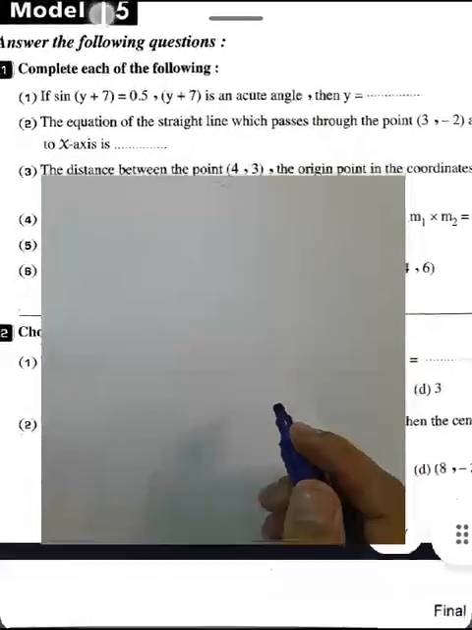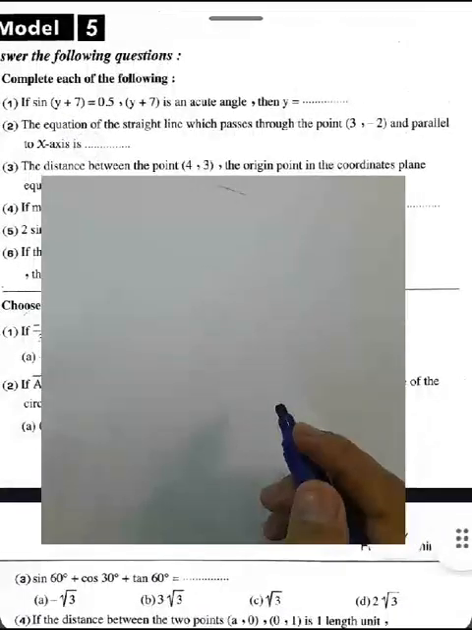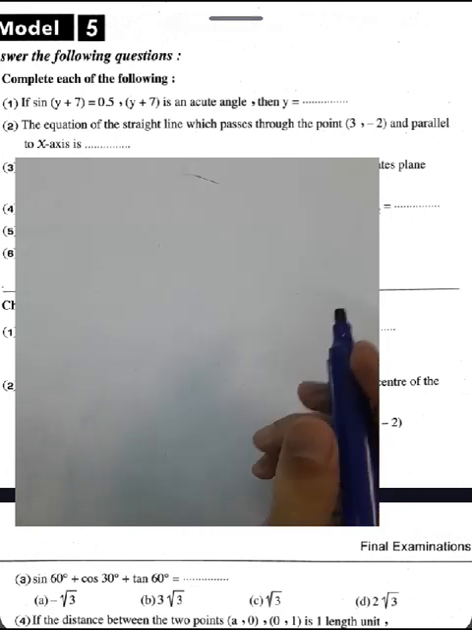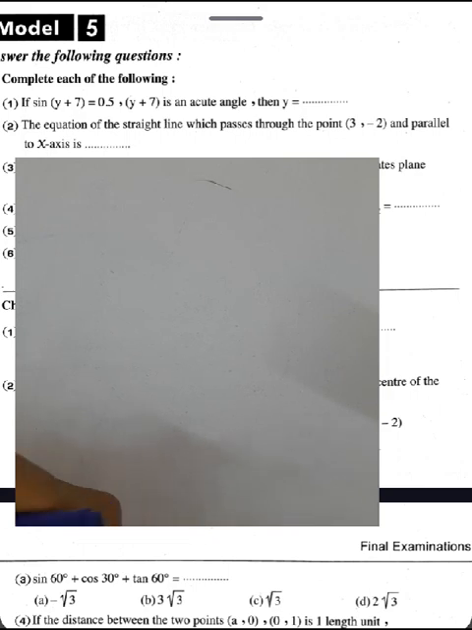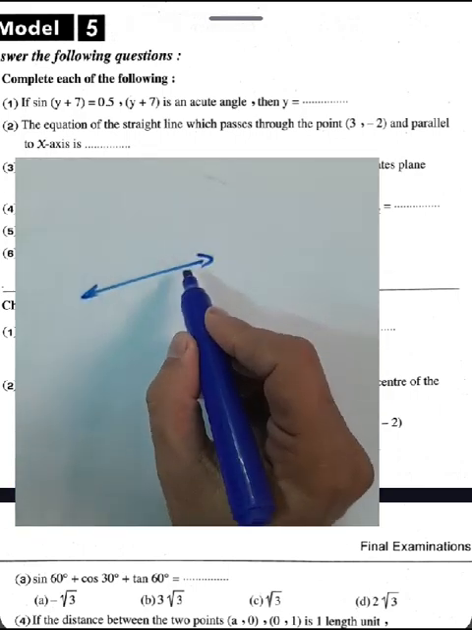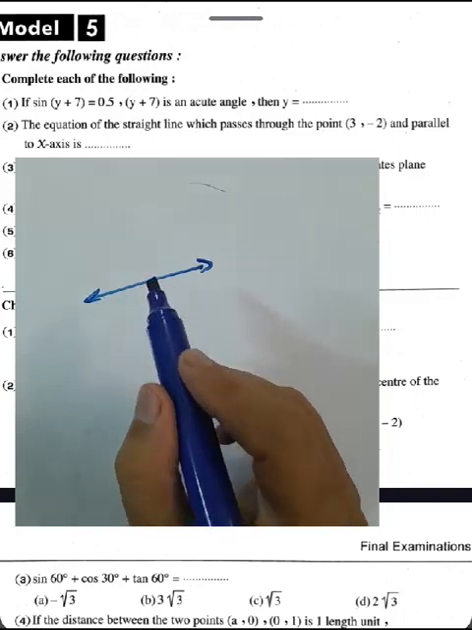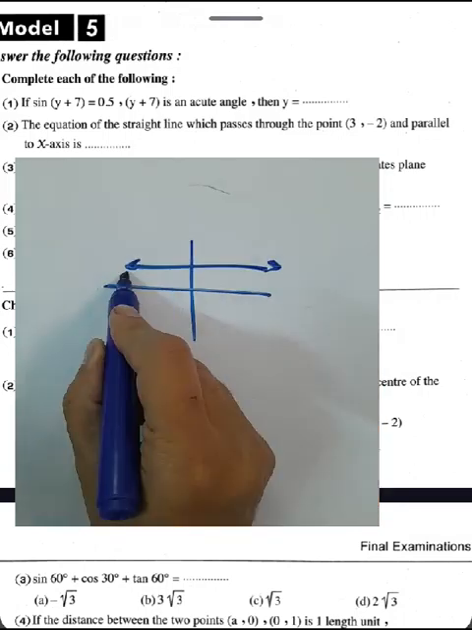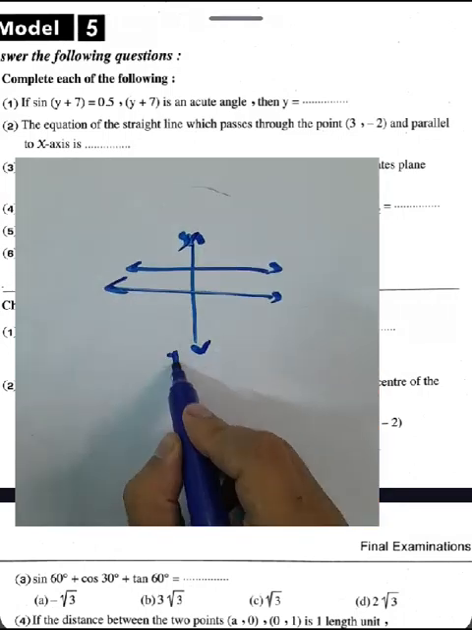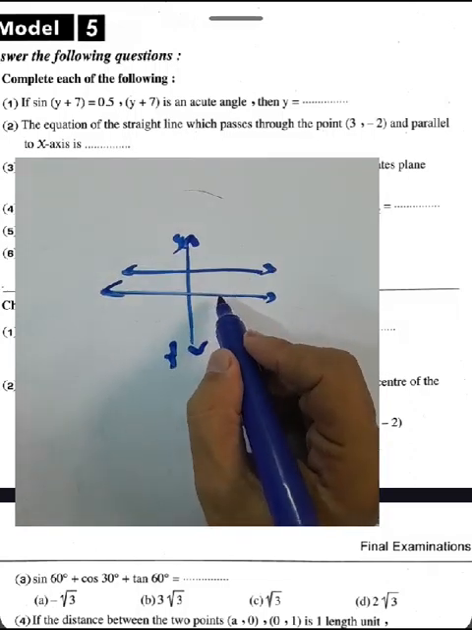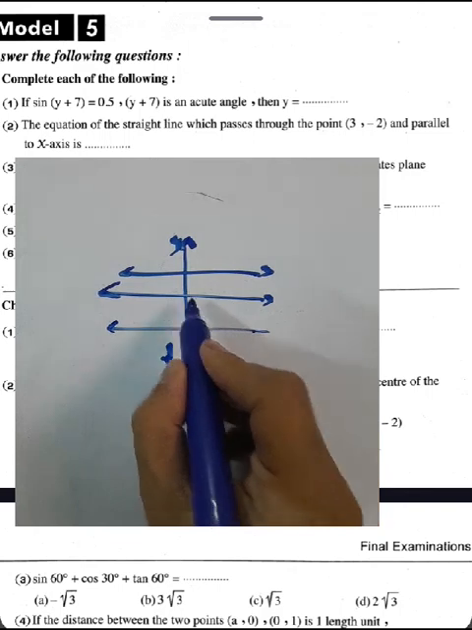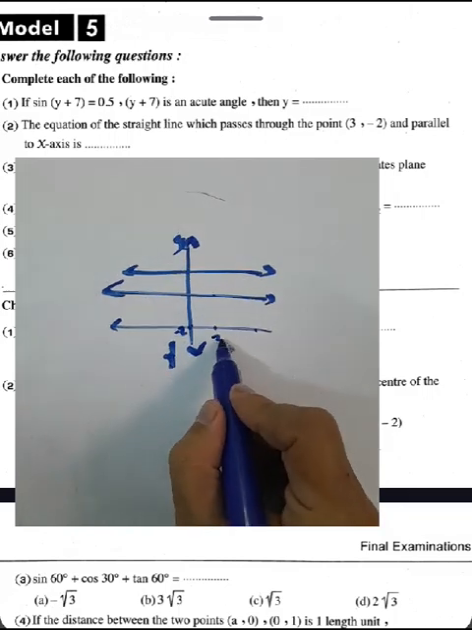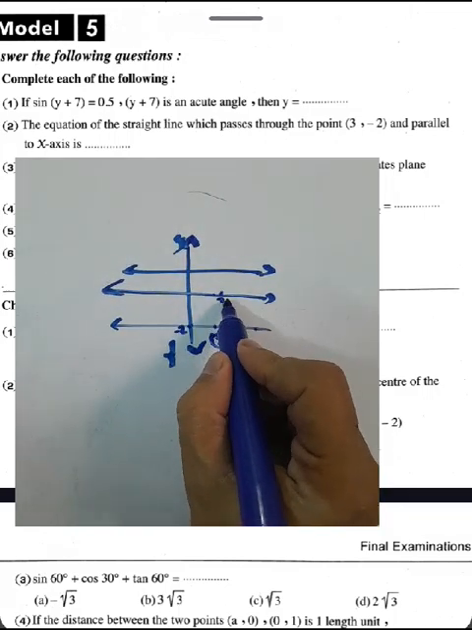Question number 2. The equation of the straight line which passes through the point 3 and negative 2 and is parallel to the x-axis. Okay, x-axis, its meaning cuts off y dash, passing through the point 3 and negative 2. Where's 3 and negative 2? Here, 3 and negative 2. This point will be 3 and negative 2.